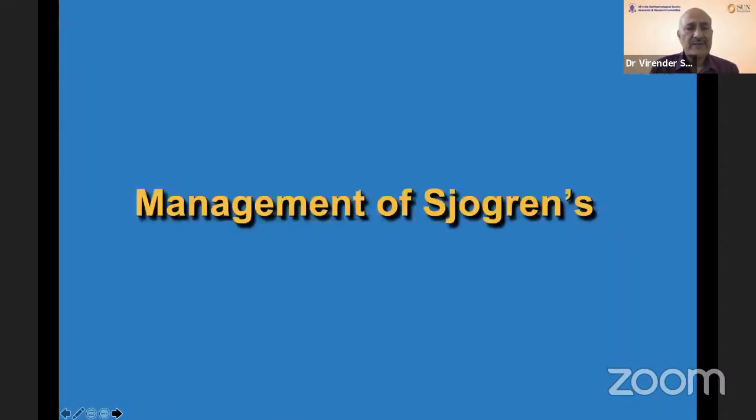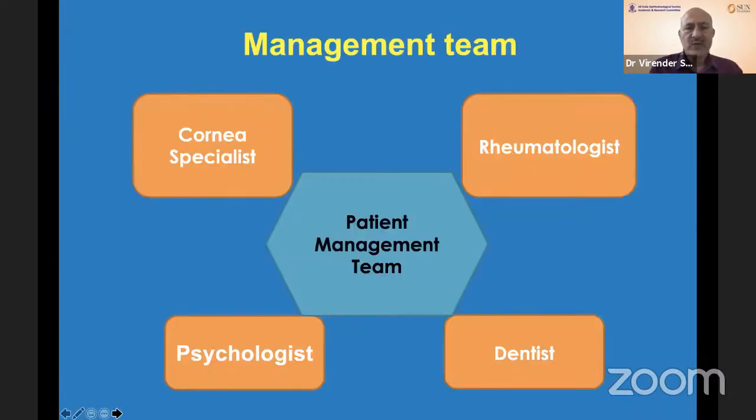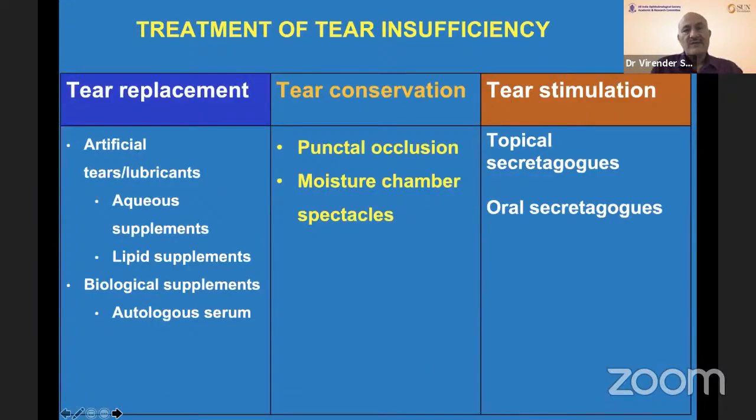The management options include a cornea specialist, rheumatologist, psychologist, and dentist. So it is a team which manages these patients. Especially, don't worry only about the dry eye. Psychological counseling or a clinical psychologist or a psychiatrist assessment might be equally important. So, 1 minute remaining. Yes, I'll cover the management.